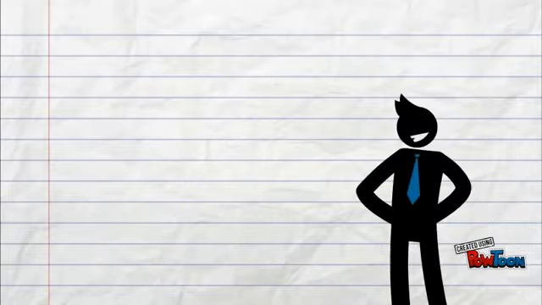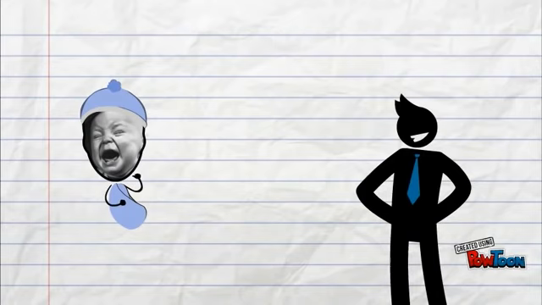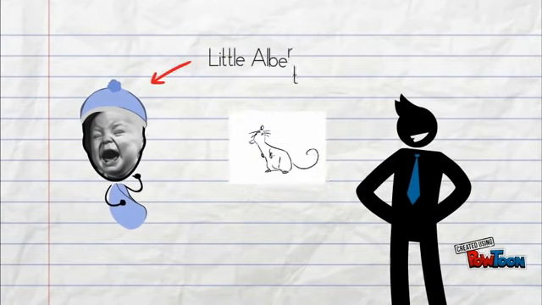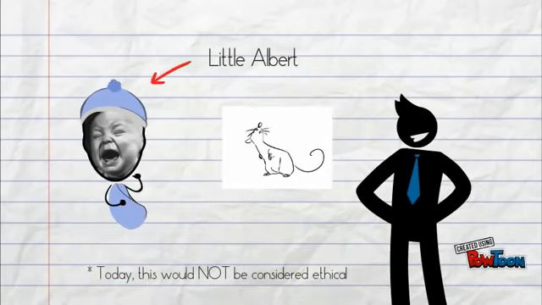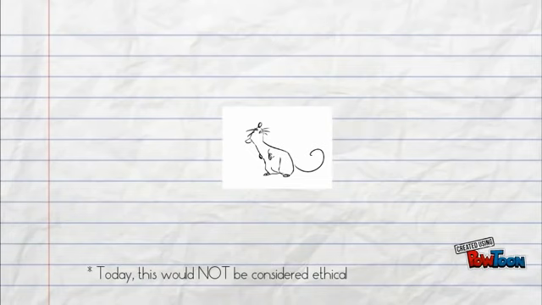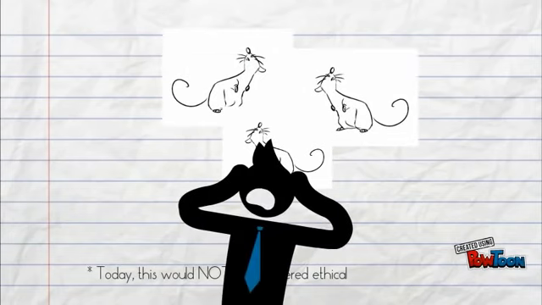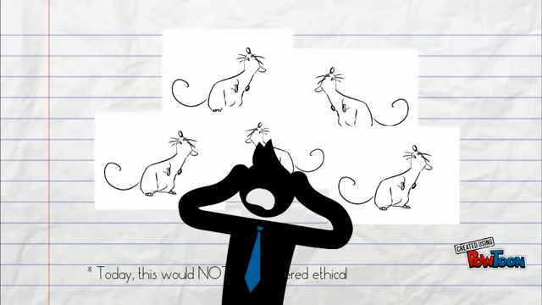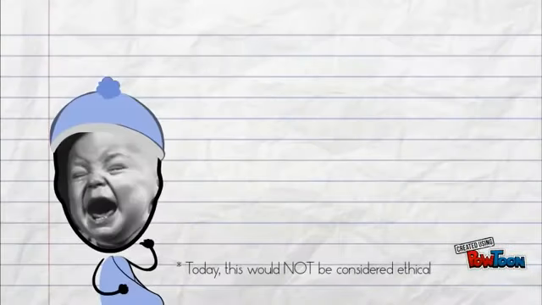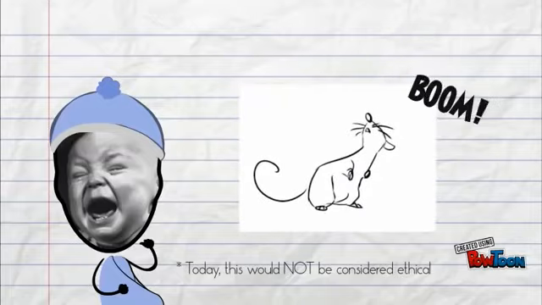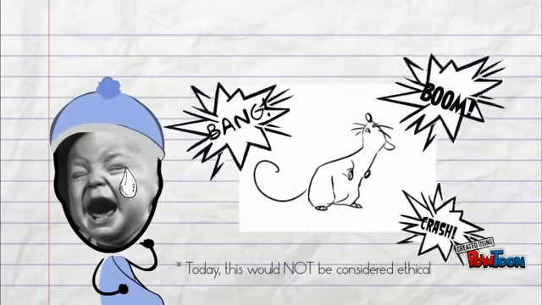John Watson was most famous for his work with an 11-month-old infant named Little Albert. Although his methods would be highly unethical today, Watson made great strides in the field of behavioralism and classical conditioning. For example, Watson conditioned Little Albert to have a fear of rats, using a very similar method to the one used by Pavlov. Every time Little Albert was presented with a white rat, Watson made loud noises and startled the child and made him cry.